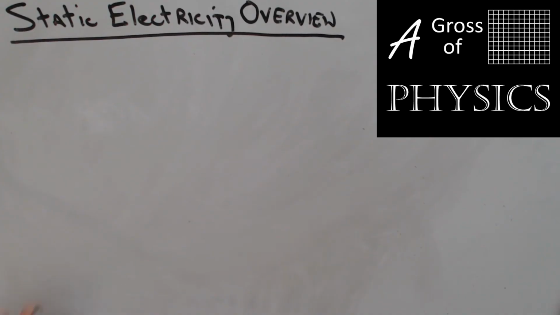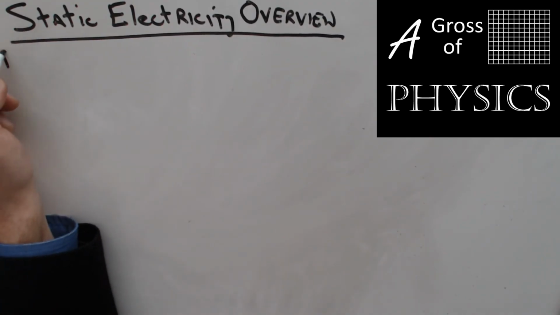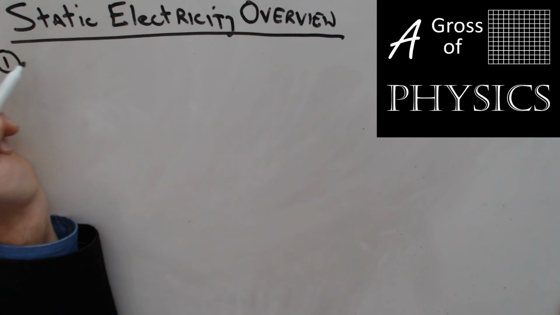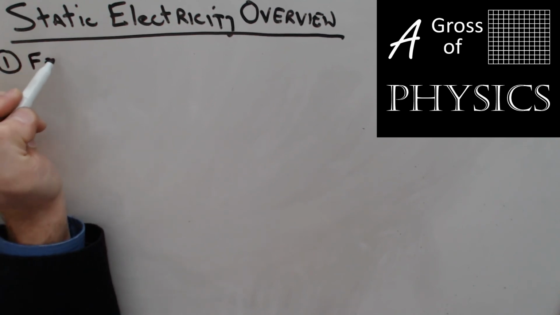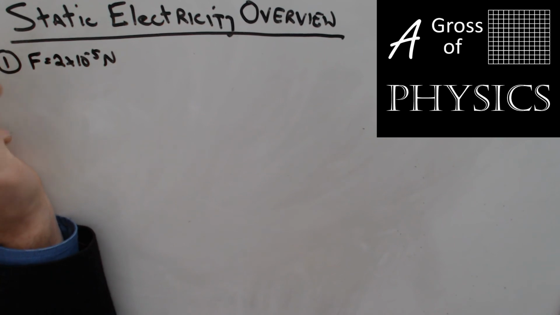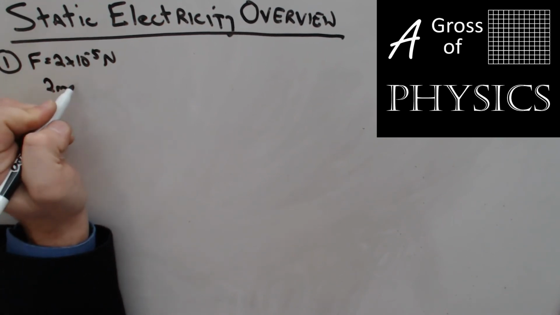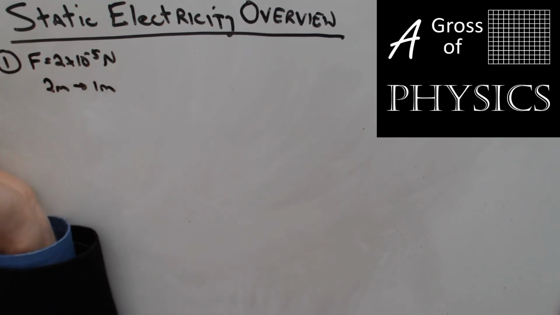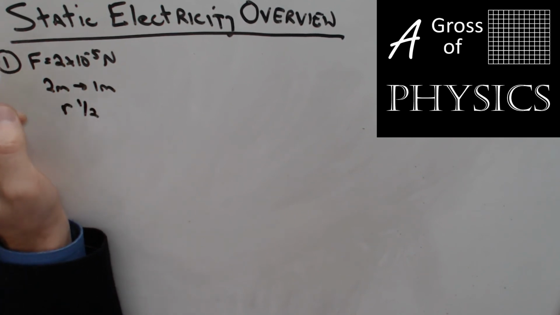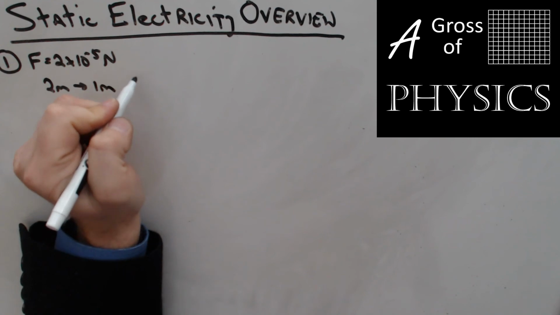Okay, it's time to look at some sample multiple choice problems for a state assessment. Our first one is about two charges that have a force on them of 2 times 10 to the negative 5 newtons. They're a distance of 2 meters to start, and that is brought to 1 meter. So effectively, their R is cut in half. Now, how does that affect forces?